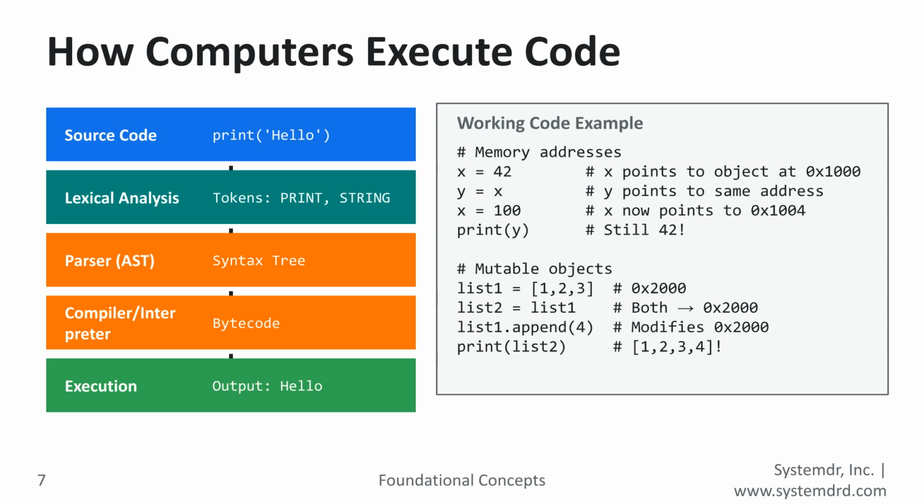A computer executes code through a pipeline. Source code is analyzed, parsed into a syntax tree, compiled into bytecode, and finally executed. This process manages variable memory, distinguishing between immutable variables and mutable objects, which are handled differently in memory.